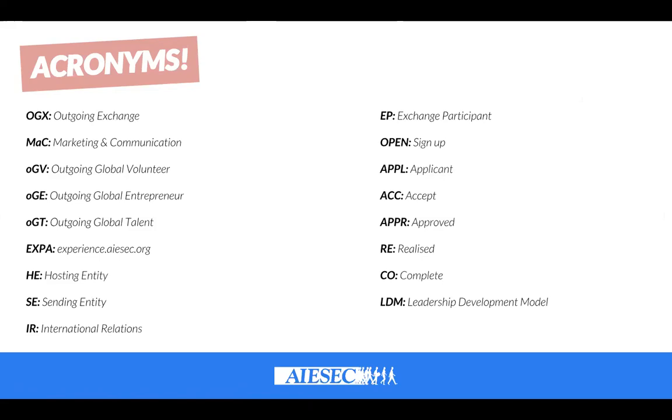On the right side, these are acronyms that describe each step of the process that the EP goes through. The EP is the exchange participant. We have open, which is when the EP signs up on our platform. We have applicant, which is when they applied. We have accept, which is when they have been accepted to an opportunity, and then approved, which is when they have been approved to that opportunity. Afterwards, we also have realized and complete. This is when they are on their exchange and then have come back from their exchange as well. And then we also have LDM, which stands for our Leadership Development Model.